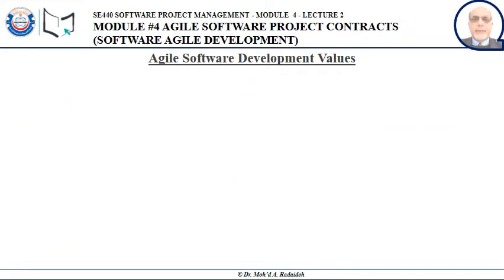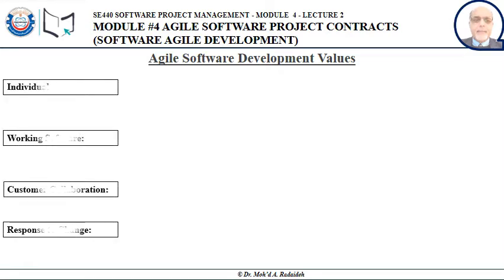Okay, now we talk about the agile software development values. When it comes to agile software development values, we think of 4 perspectives: the values that have to do with individuals, working software, customer collaboration, and response to change.